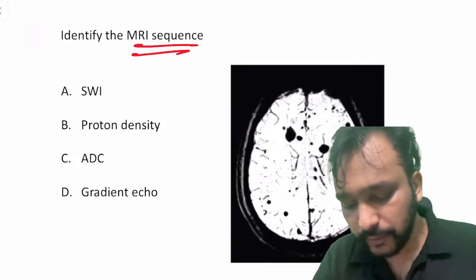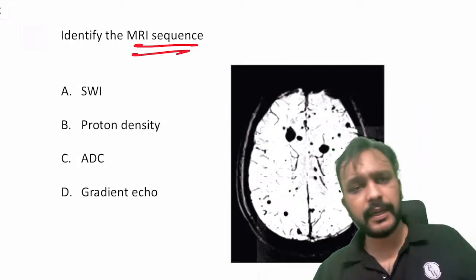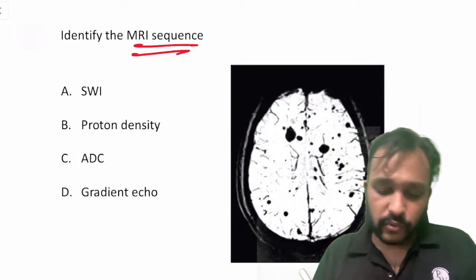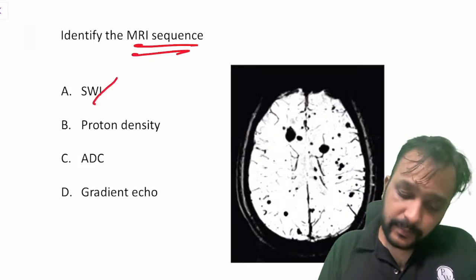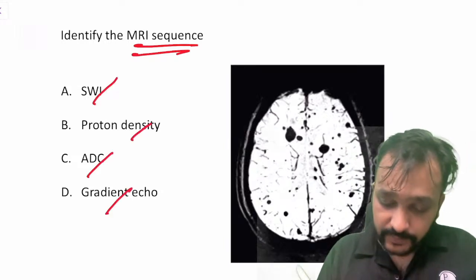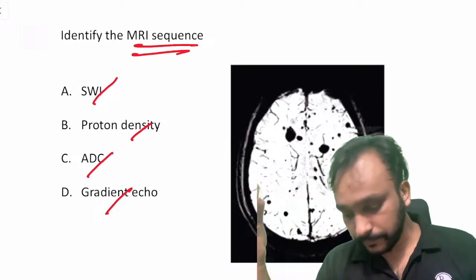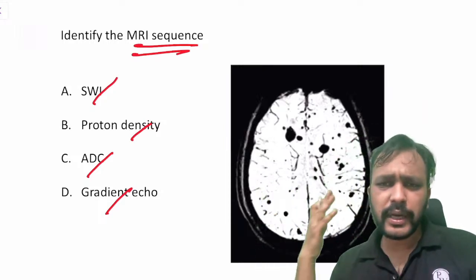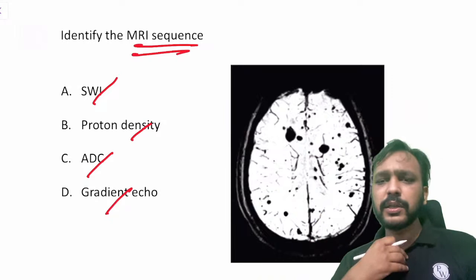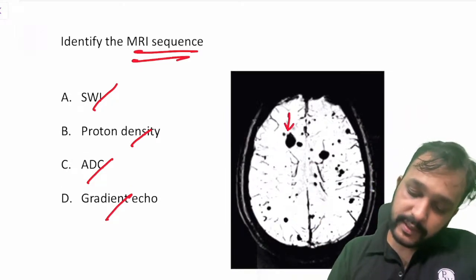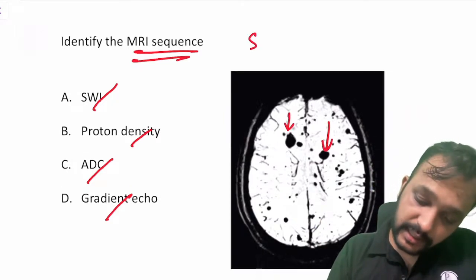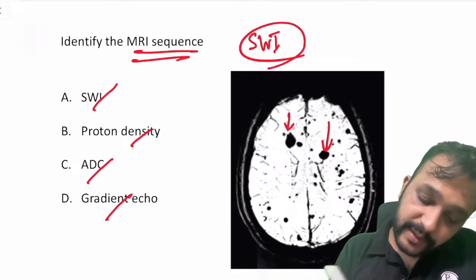Identify the MRI sequence. So whether it is susceptibility weighted imaging, proton density, ADC or gradient decay. So guys, whenever you are able to see black dots within a brain image, just think about susceptibility weighted imaging.